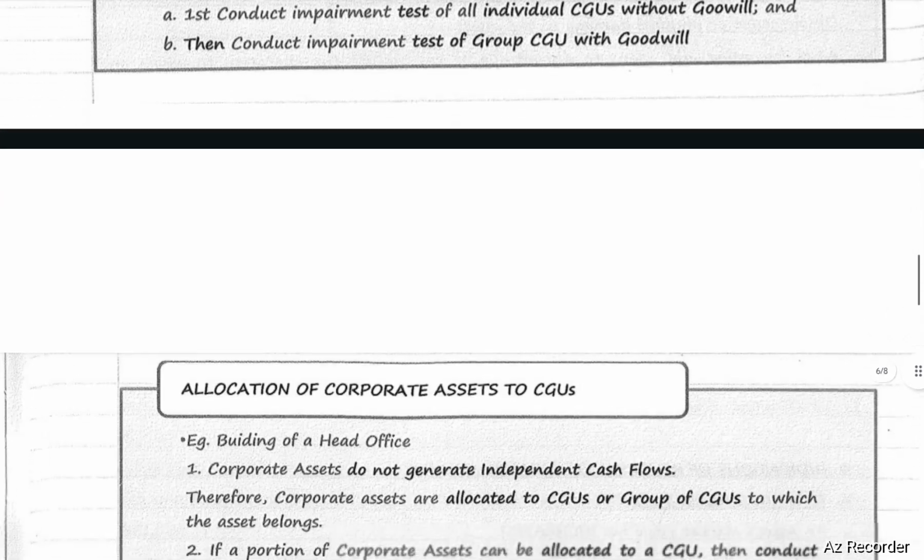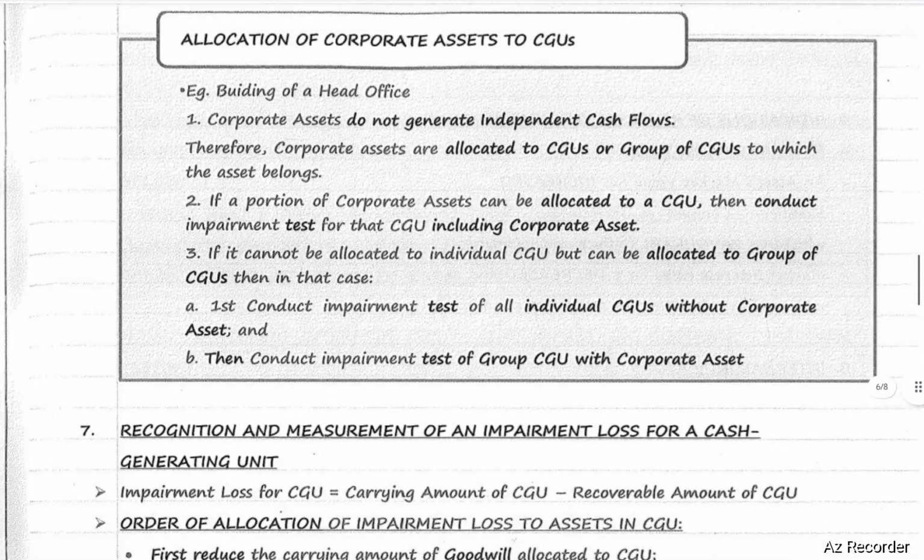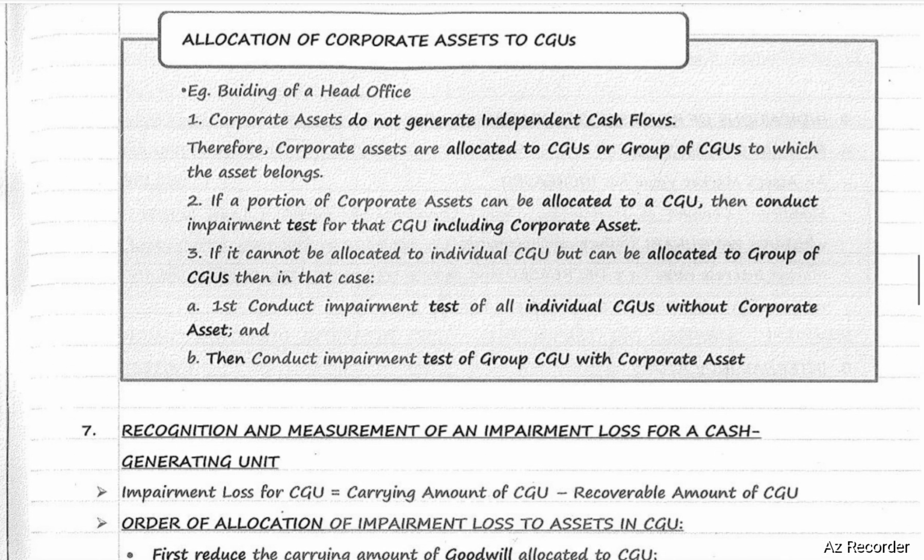Next, allocation of corporate assets to CGUs. Example, the building of a head office. Corporate assets do not generate independent cash flows. Therefore, corporate assets are allocated to CGUs or group of CGUs to which the asset belongs. If a portion of corporate assets can be allocated to a CGU, then conduct an impairment test for that CGU, including the corporate asset.